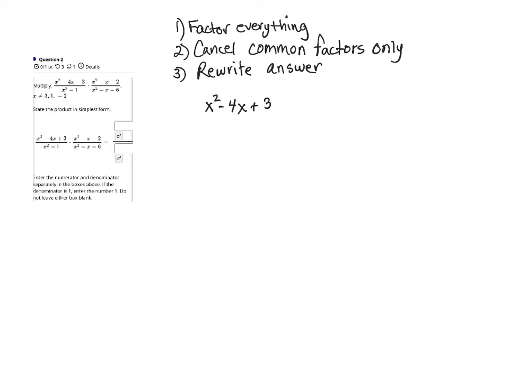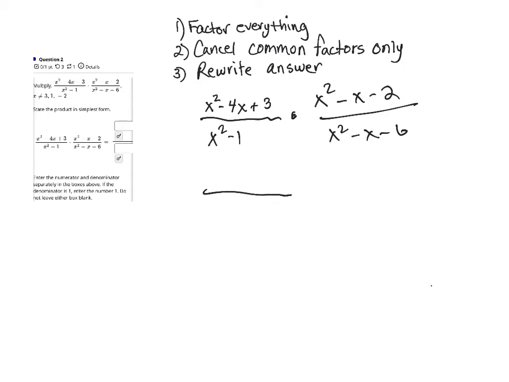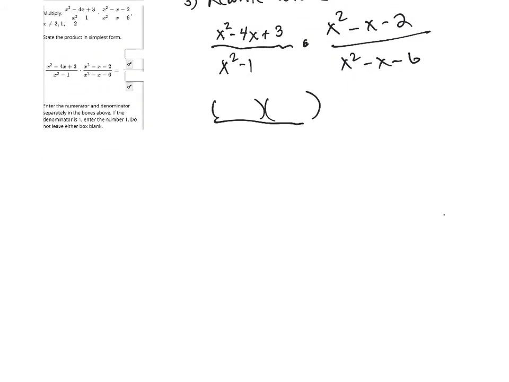So I'm going to factor everything. Let me just rewrite. x squared minus 1 times x squared minus x minus 2 over x squared minus x minus 6. All right, let's start with the numerator and the first fraction. x squared minus 4x plus 3. There's not a greatest common factor, so nothing to factor out. It's in order. It's 3 terms, so that's going to be, oops, sorry about that.